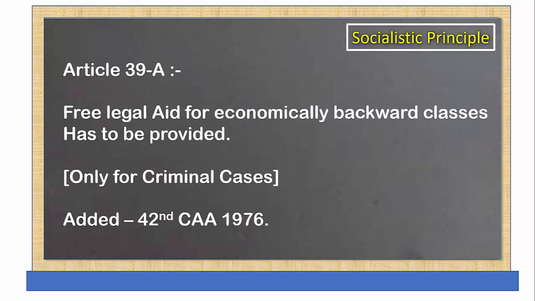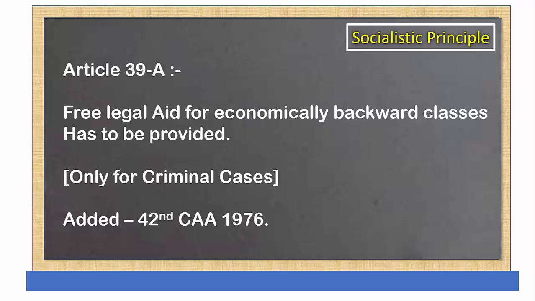Now moving to the next article, Article 39A. What is A? As I told you earlier in the previous lectures, if you find an article written with a capital letter, you already know that it was added somewhere after an amendment. Article 39 clause A was added in the 42nd Constitutional Amendment Act 1976.